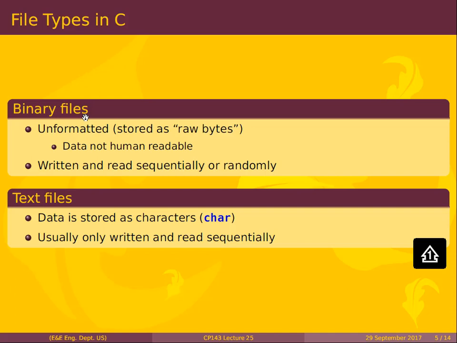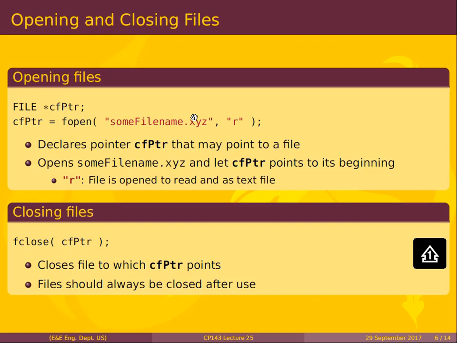And a character in C is of type char. So these text files are usually written and read sequentially. So that's what we're going to do today. So one character after each other. That's what it means sequentially.